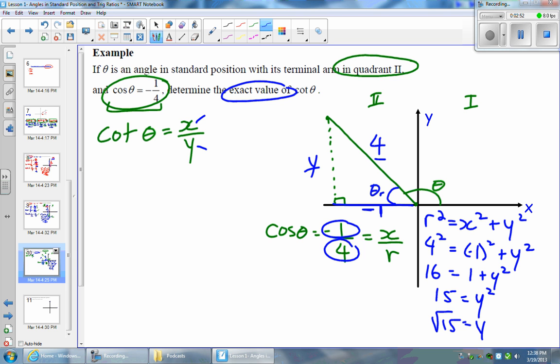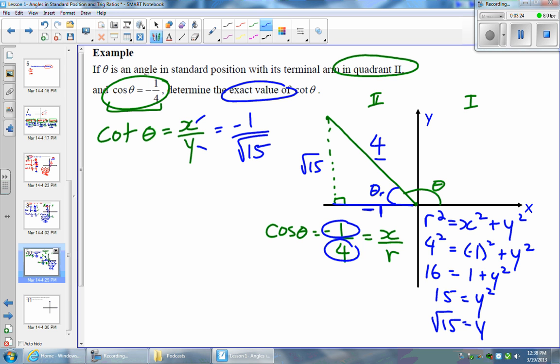Once we know our y value, I'm going to put that in my diagram here so you can see what's happening. So y is equal to the square root of 15. Let's go ahead and define this cotan ratio. We want x over y. So my x value is going to be -1, and my y value is going to be the square root of 15. And so that's your answer. The cotan theta ratio is equal to -1 over the square root of 15.